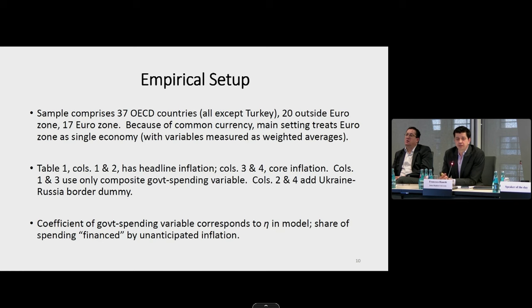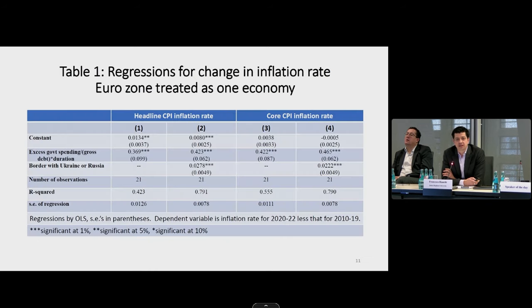We are going to look at both headline inflation and core inflation. And as I was saying, we are going to look at with and without this Ukraine-Russia border. And what is interesting for us is the estimated coefficient eta. You can think of it as the share of spending that is financed by the surprise in inflation. Okay, so this is our core results.